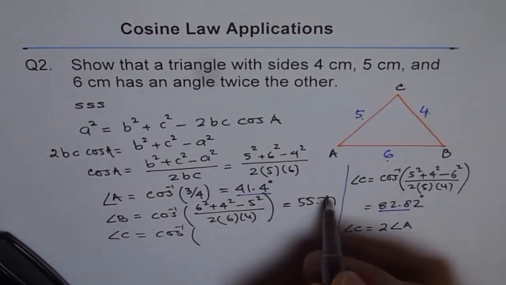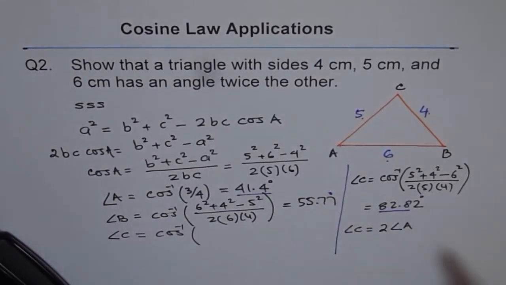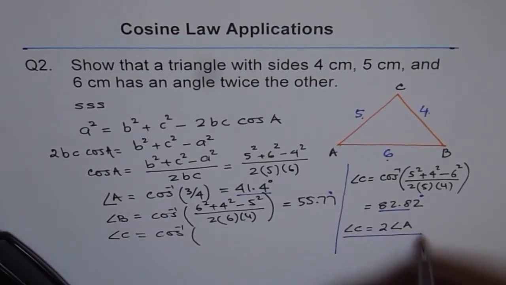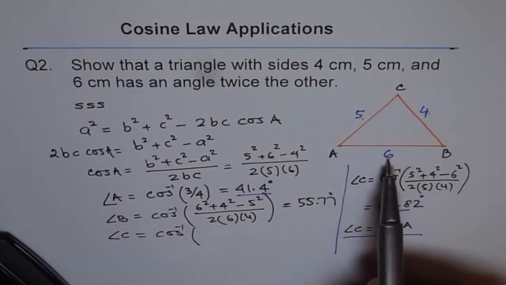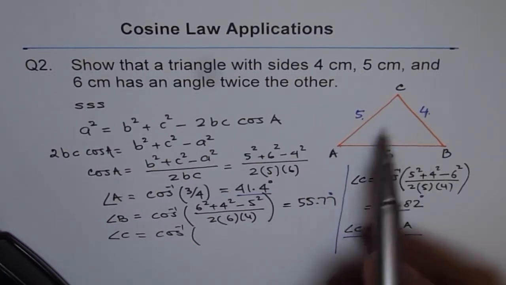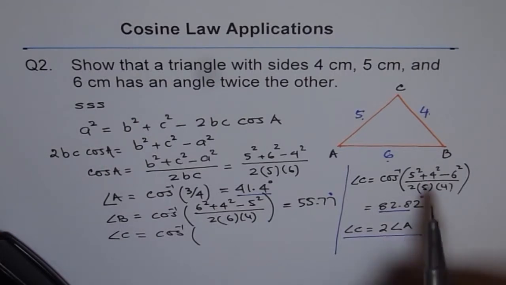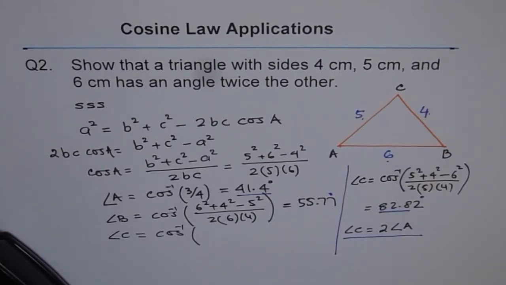Is it okay? So we have proved that in this triangle, one of the angles is twice the other. And that is angle C, which has the longest side, and is twice the angle A, which is the shortest. Do you see that? So angle C is 2 times angle A for this particular example.